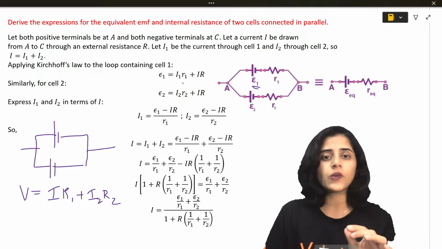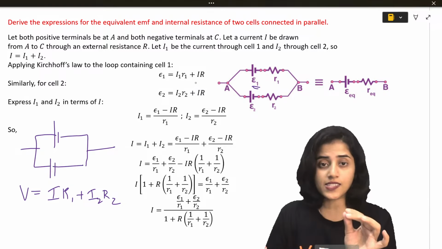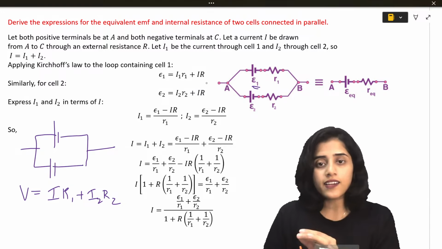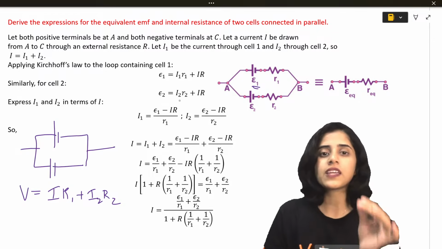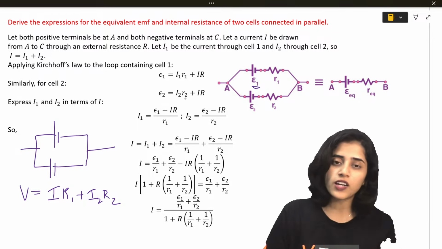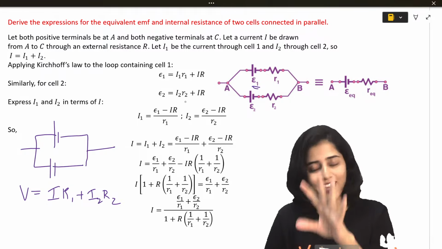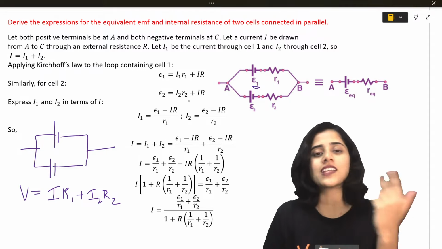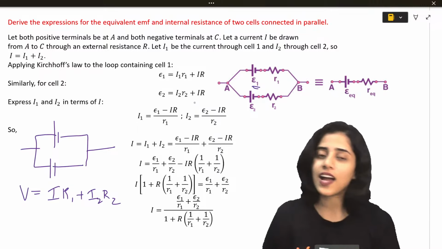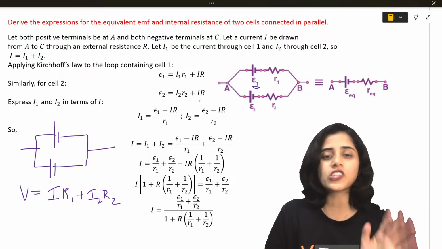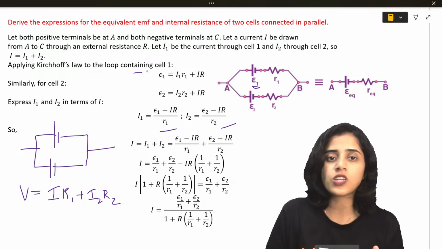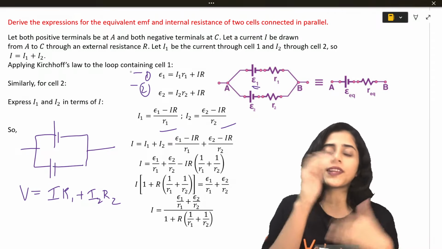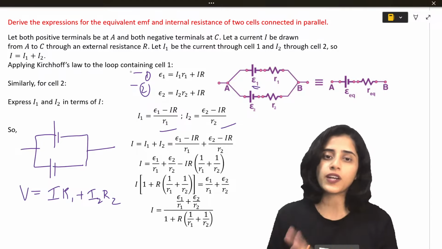Okay. I1 times R1 plus IR, where IR is the extra resistance connected to it. Similarly, E2 will be I2, the current flowing through R2, times R2, plus IR. Now, both equations, if you rearrange in terms of I1 and I2, you will get these two. Equation 1 and equation 2, you rearrange, so you will get I1 and I2.